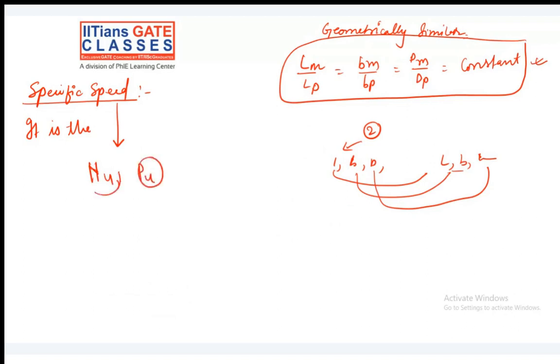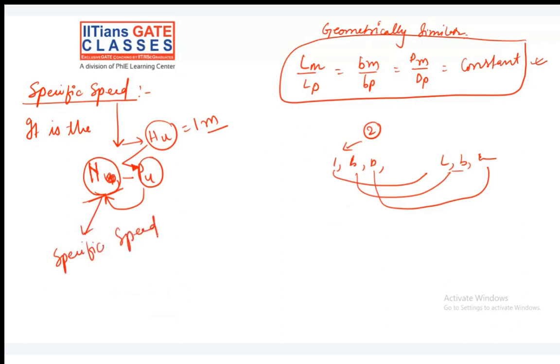If I am working under unit head, that means head is equal to 1 meter, then what is the power I am developing, and at what speed? So this is the speed which is called specific speed. Got the idea? What is specific speed?